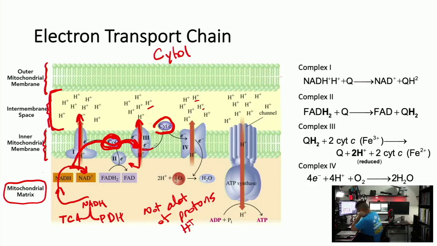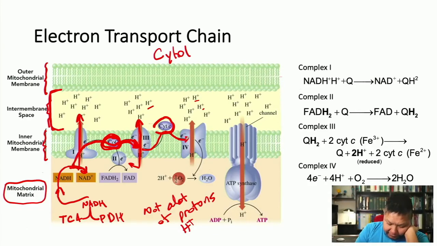So cytochrome C takes those electrons from complex 3 over to complex 4. Complex 4 is known as cytochrome C oxidase. When cytochrome C transfers those electrons to cytochrome C oxidase, those electrons get transferred to oxygen. Oxygen is called the terminal electron acceptor.